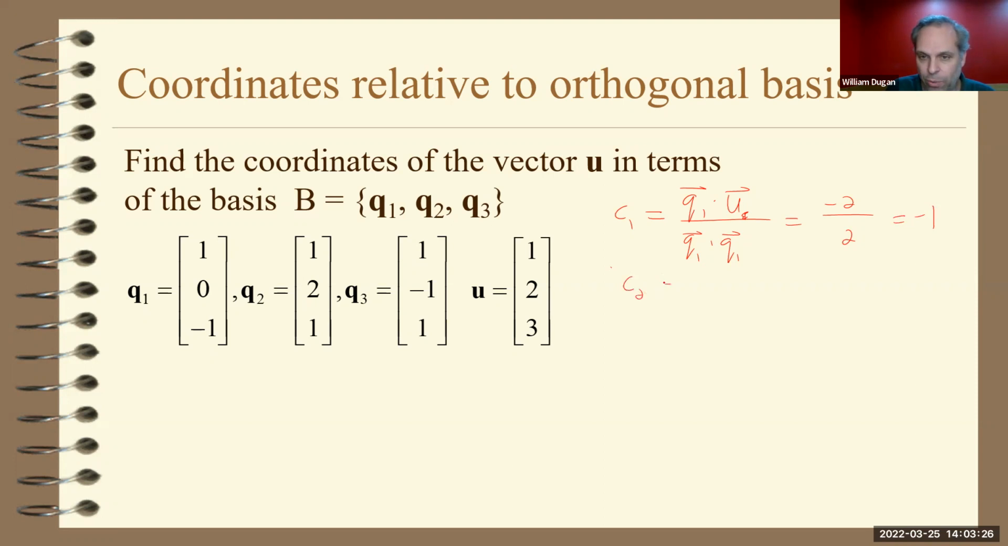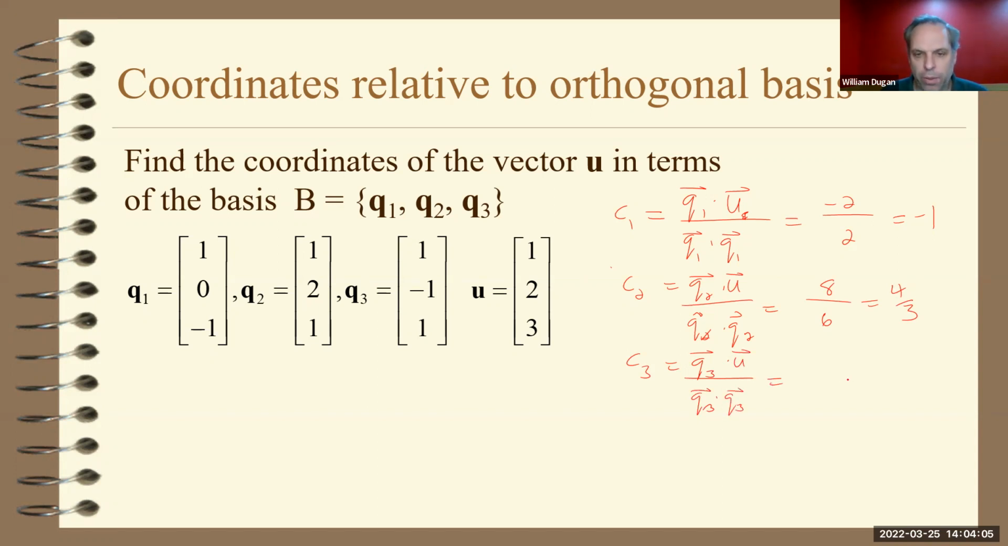So for C2, that will then be Q2 dotted with U, and that's all over Q2 dotted with Q2. So that would then be U dotted with Q2. So that would be 1 plus 4 plus 3. So that's 4 plus 4, that's 8. And then you're dividing by the dot product of Q2 with itself. So that's 1 squared plus 2 squared plus 1 squared, that's 6. So that's 4/3.